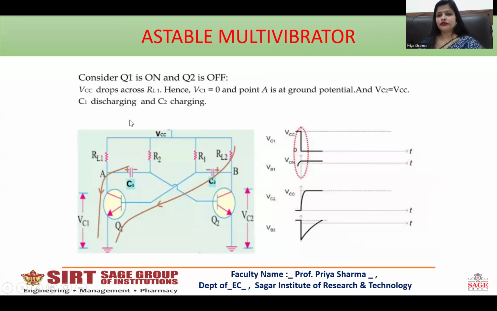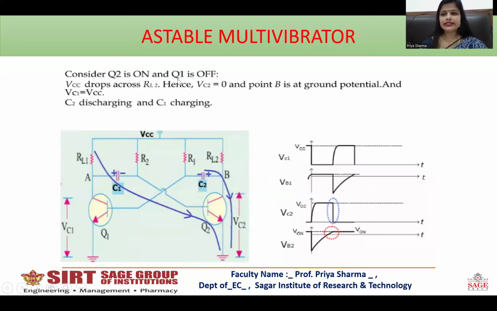Coming to the operation of the astable multivibrator, first of all, let us consider that Q1 is on and Q2 is off. VCC will drop across RL1, hence VC1 will be 0. So, point A will be at the ground potential, as the whole of the current will go down, so it will be grounded. Therefore, the path for the flow of VCC will be this. Therefore, VC2 is equal to VCC. As you can see, VC2 will be equal to VCC, and VB2, the base voltage of this transistor, as it is coupled through the output of the first transistor, will drop down to a negative value.